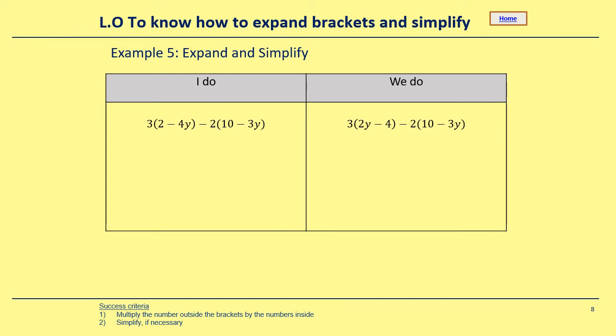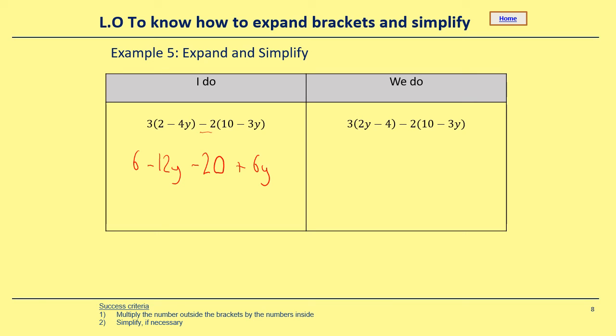Okay, so we're going to go through one final example, and you see we've got multiple negative signs, okay? But I'm still going to use the trick I did last time where I treat this middle number, -2, as -2 when I multiply it out. So 3 times 2 gives me 6, 3 times -4y gives me -12y, -2 times 10 gives me -20, and -2 times -3y, remember a negative times a negative gives a positive, so -2 times -3y gives me +6y.